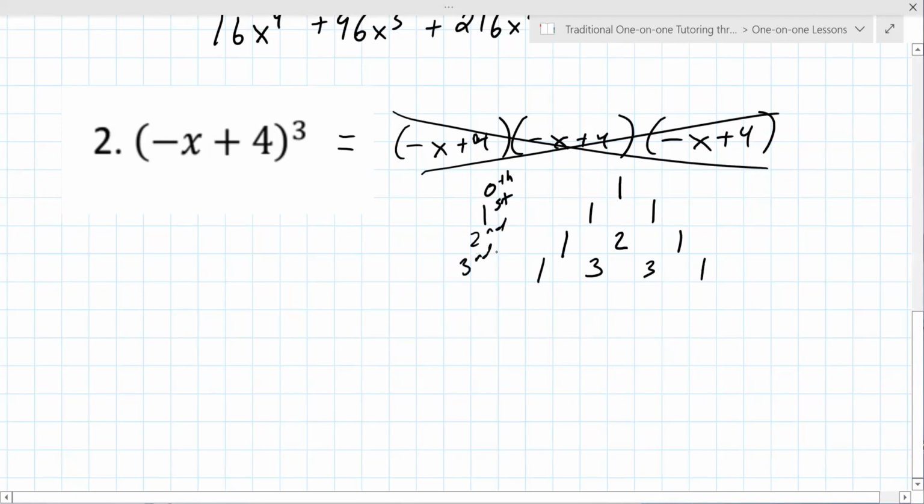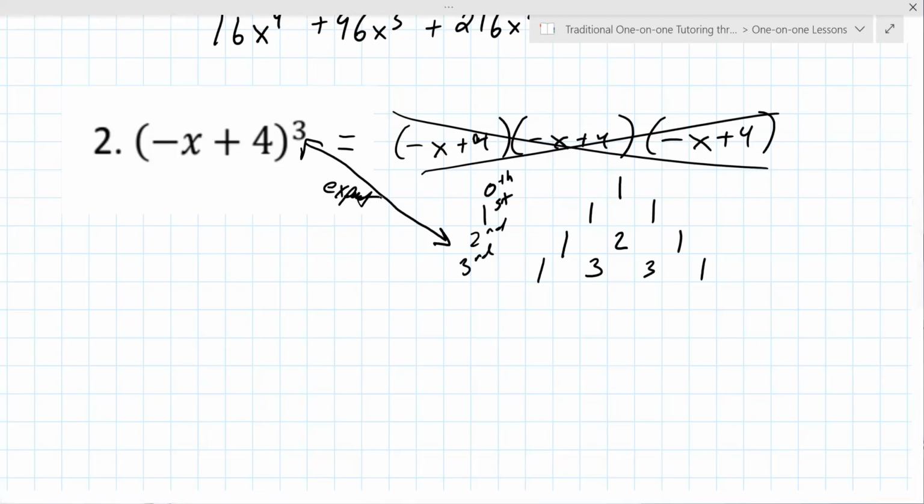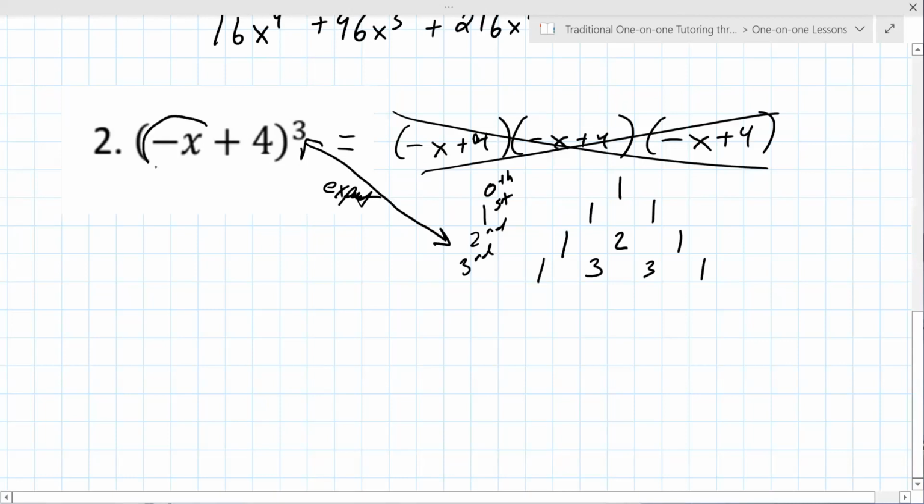And I stop here because this is the same as our exponent. That's key. You don't need to go on forever. You don't win anything by doing more than you need to here. So your A this time is minus x, and your B is positive 4, but we'll just call it 4.